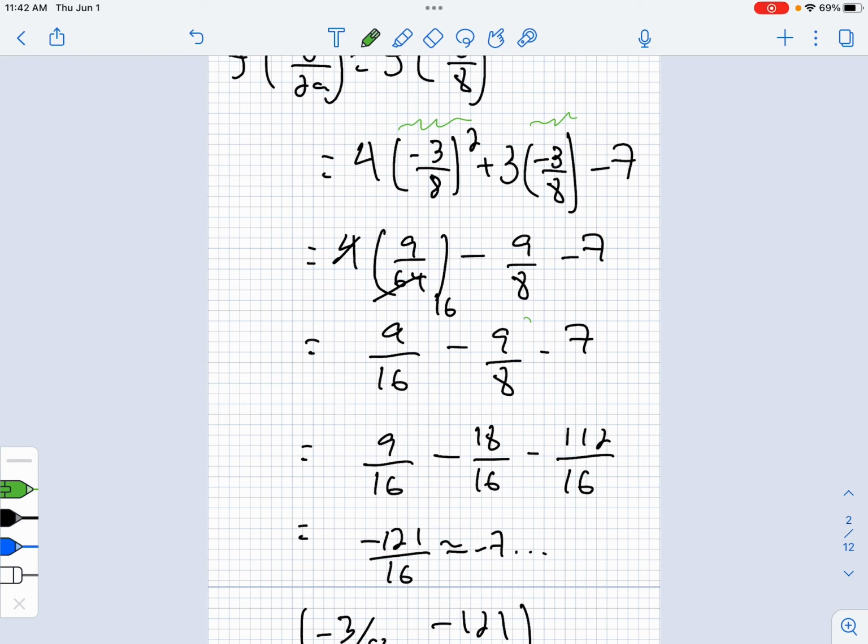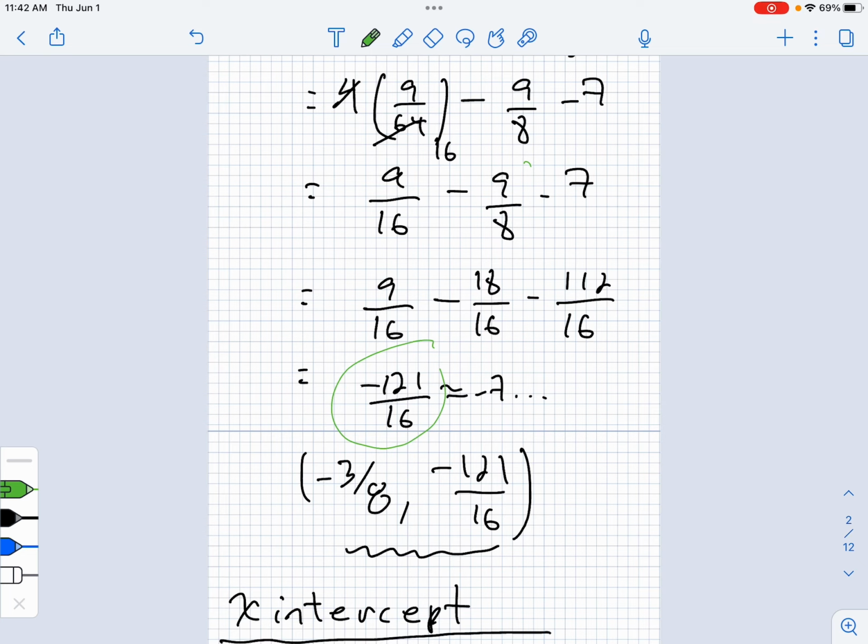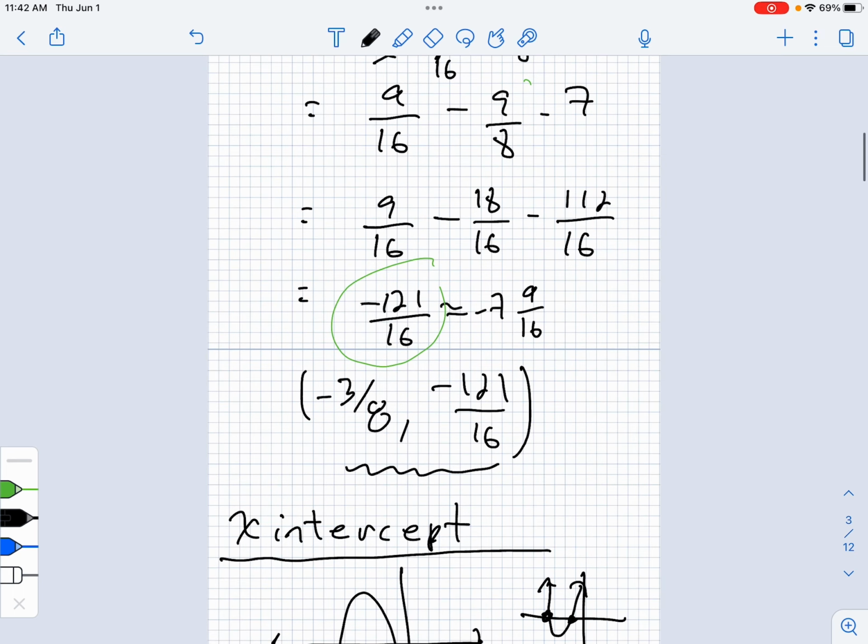And if you went ahead and took 9/16 minus 9/8 minus 7, you have a bunch of fractions that you're subtracting, and you'd have to get a common denominator of 16, and you would go ahead and subtract that out, and it comes out to be minus 121 over 16, which is about minus 7, and I put 3 little dots here because it's like minus 7 and some change. To be more specific, it's 9/16, so it's between minus 7 and minus 8. And that would be the y coordinate of the vertex: minus 3/8 comma minus 121 over 16.